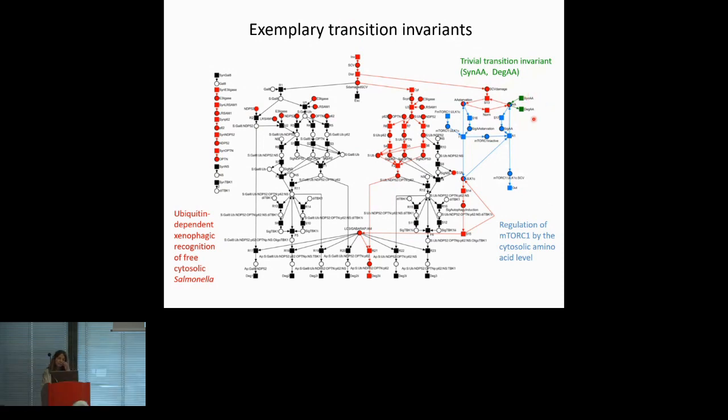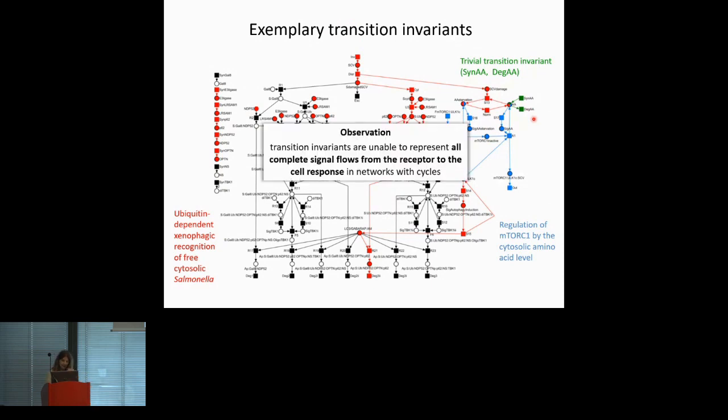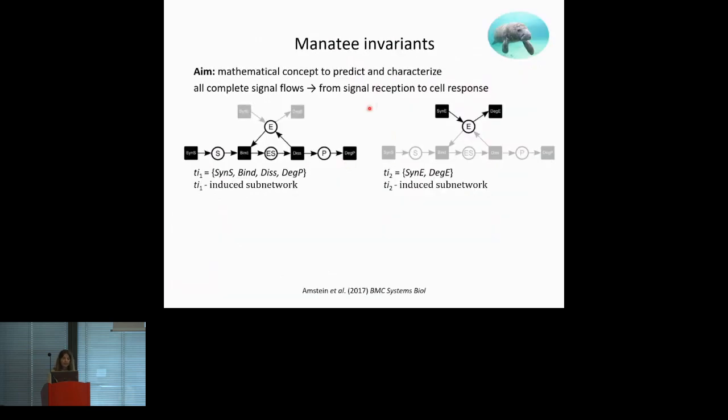But we are interested in getting all signaling flows really from the receptor to the cell response. And that was an observation that transition invariants cannot provide that information. And that's why we defined Manatee invariants. The name is caused just by the cute animal, nothing else. And the aim was to develop a mathematical concept to predict and characterize all complete signal flows.